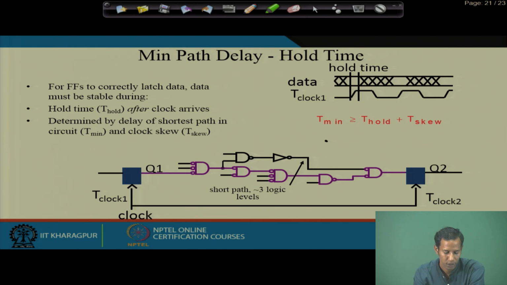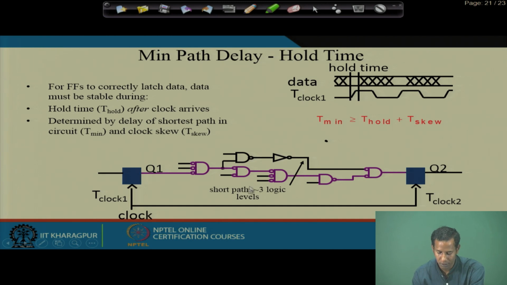Okay. So here you see hold time after the clock edge arrives, and it is determined by the delay of the shortest path in the circuit and the clock skew. So T minimum is T hold plus T skew. Okay. This is the minimum timing requirement: if the data appears before this, the circuit will not work perfectly fine.